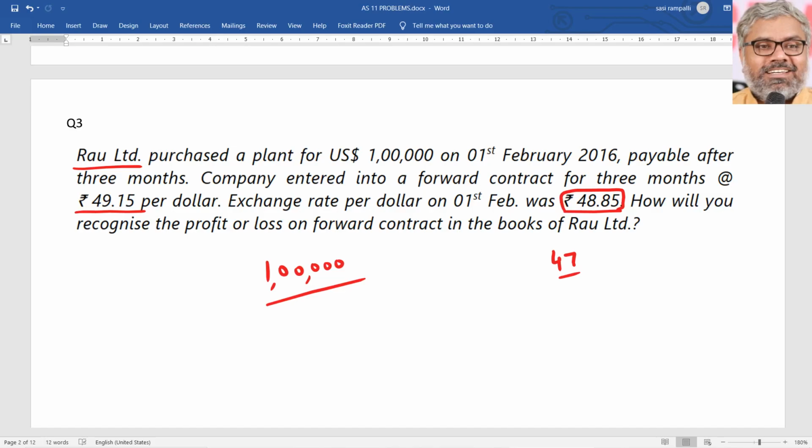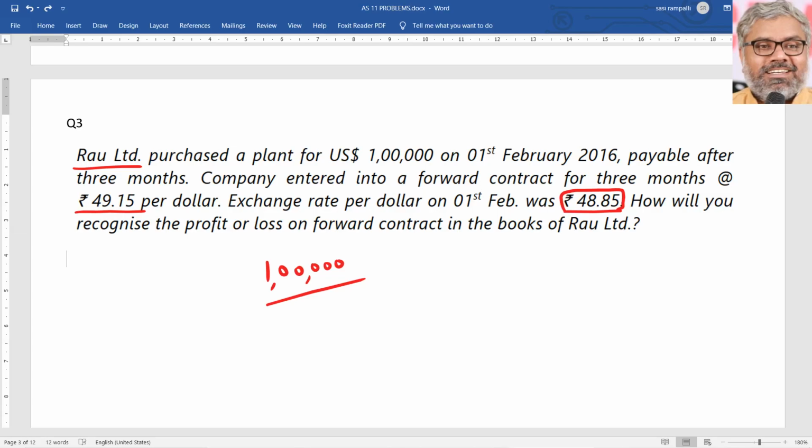Now we don't know about the future. But if Rao Limited's feeling is that the rupee might appreciate and the dollar might depreciate, so that $1 might come down from 48.85 to 47 rupees, in that case there would be a gain of 1.85 rupees per dollar. That means 1.85 lakh rupees will be there as a gain. But anybody will not estimate this gain and be happy about it. If that happens, anyway, it is good.